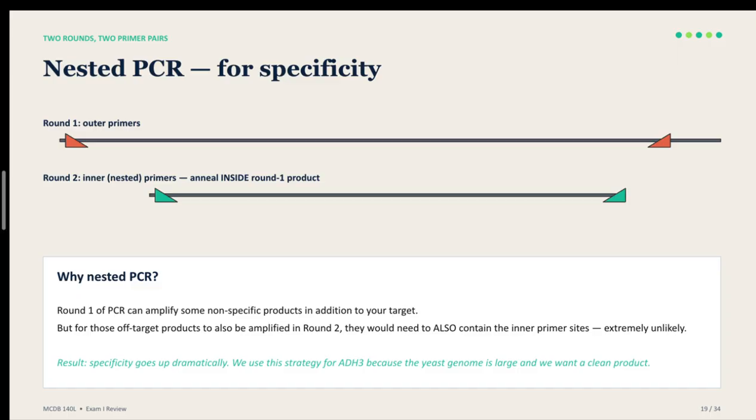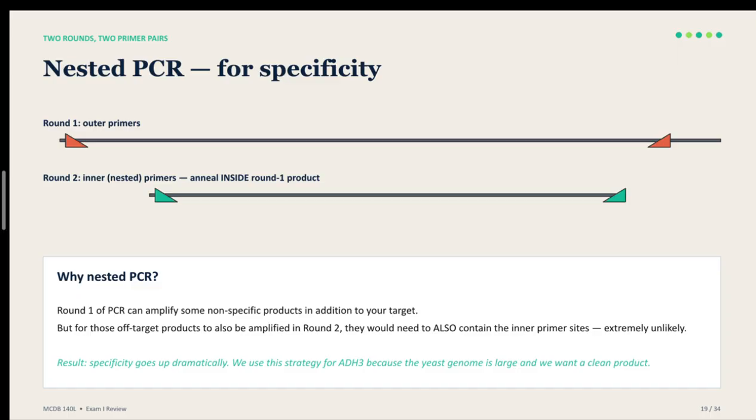Anyway, a lot of stuff will be off target, and that stuff will amplify, and that's okay. There'll be regions that flank the area that you actually want, and that's the point of round two. Round two is your inner primers, which will anneal inside the round one product. Even if round one had off-target products, they are very unlikely to contain the inner primer sites, so they don't get amplified. The overall result is a very clean, specific product.